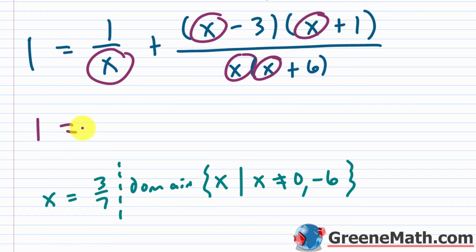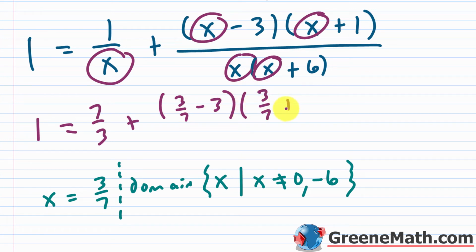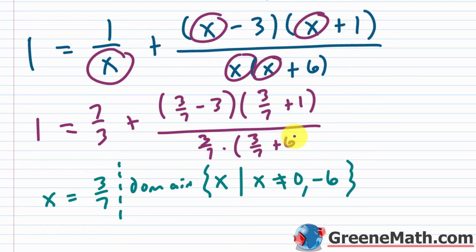So we have 1 is equal to, now 1 divided by 3/7, you just flip that, 7/3. Then plus. Here you can have 3/7 minus 3. So let's do 3/7 minus 3. Then this is multiplied by 3/7 plus 1. Then this is over. You have 3/7 times your quantity 3/7 plus 6. So a lot of common denominators to get.